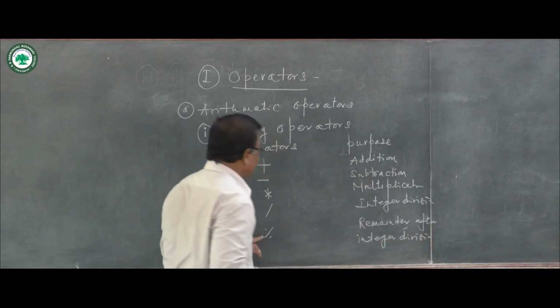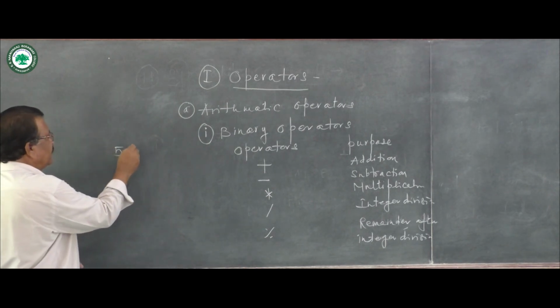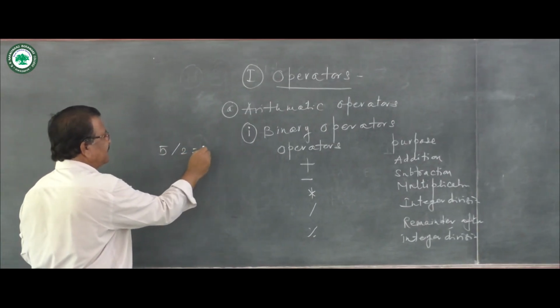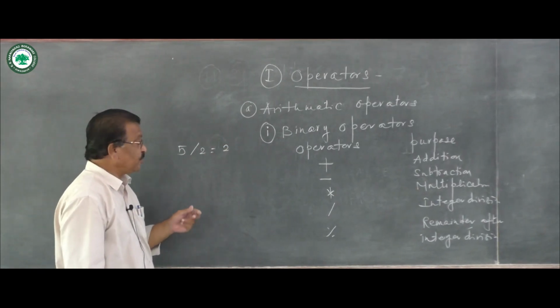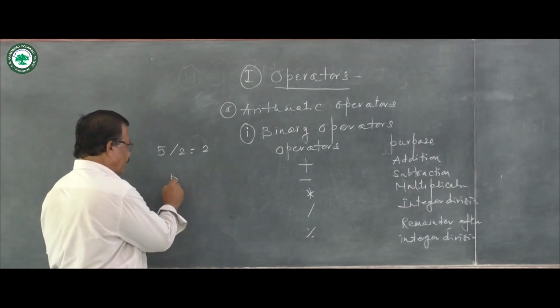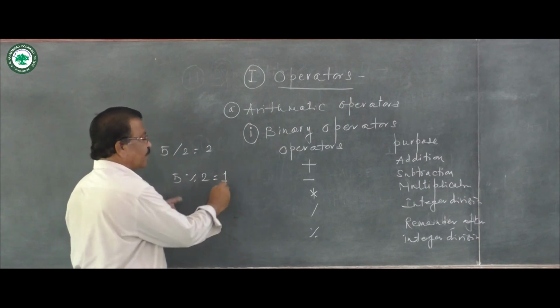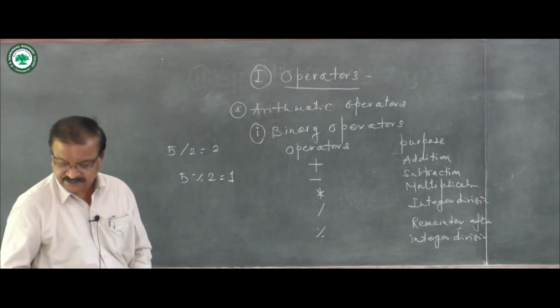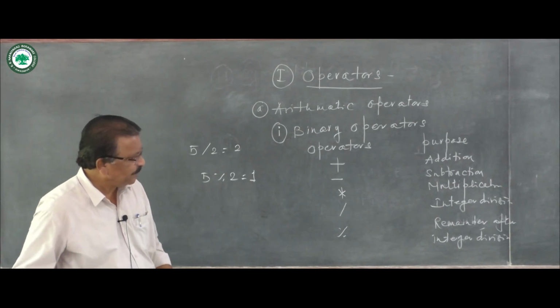Let me explain these two operators. 5 divided by 2, the answer is 2, and it is not 2.5, because this is integer division. 5 % 2, remainder after integer division is 1. So these are binary operators which we have.